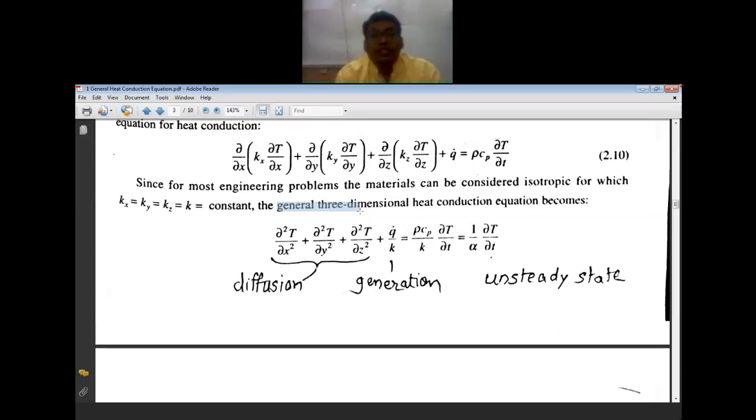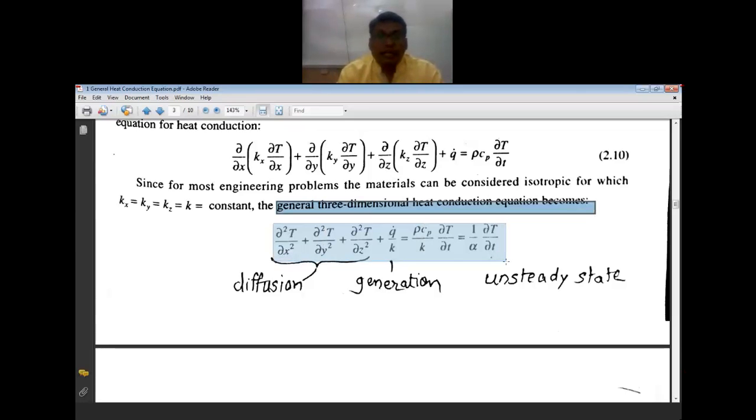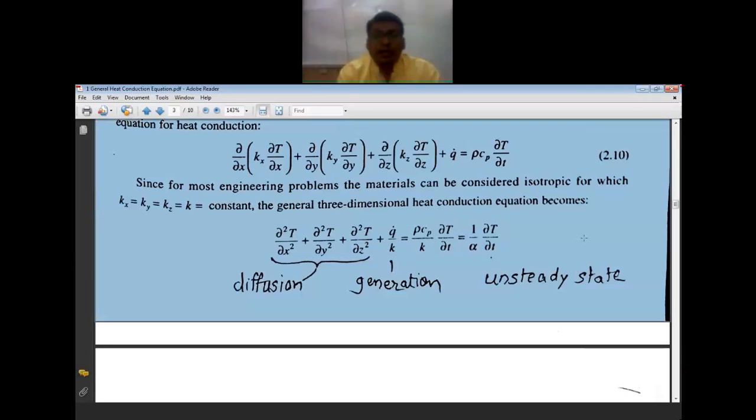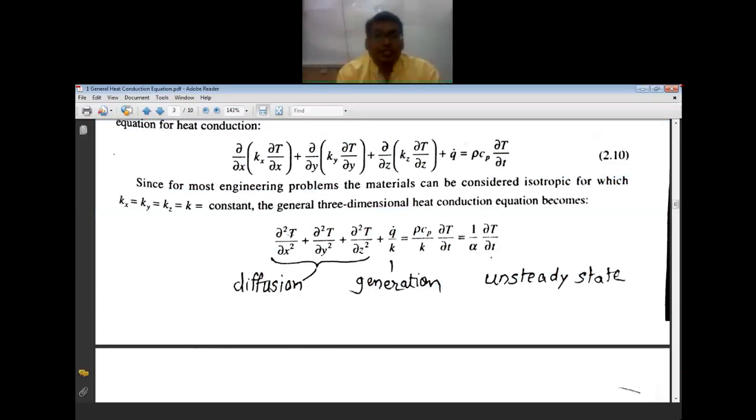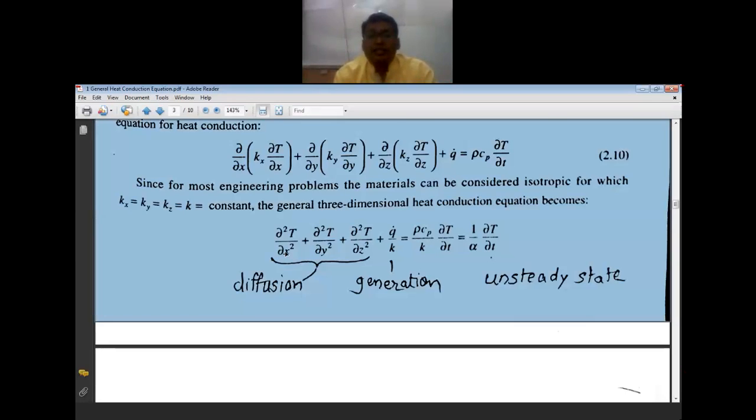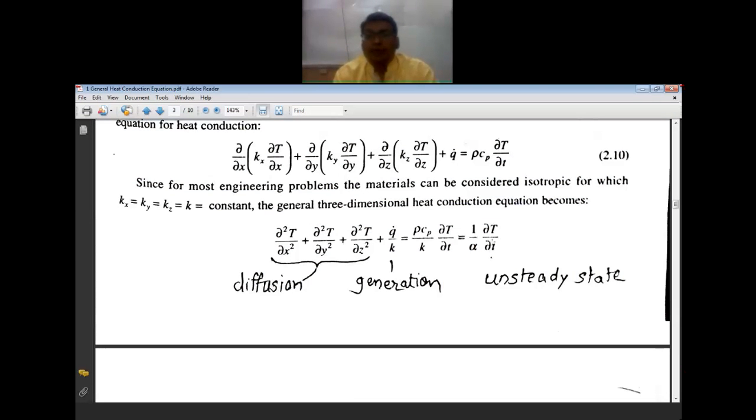Now coming to this, the general three-dimensional heat conduction equation. Here two variables are there: temperature, which is varying with the distance and the time. Temperature is varying with the time and the distance.